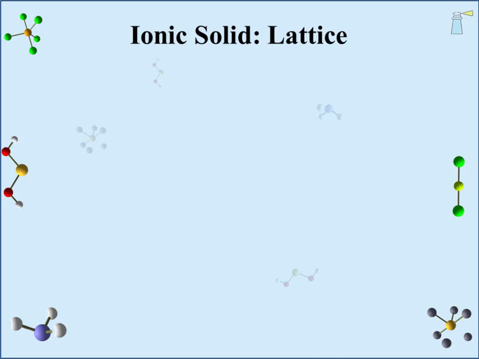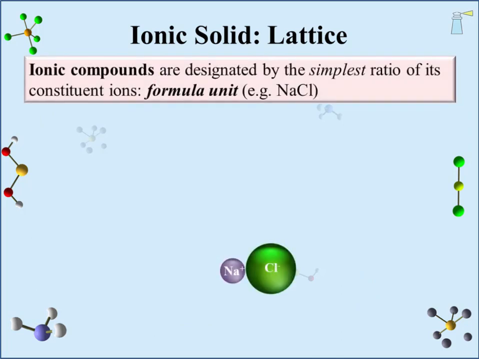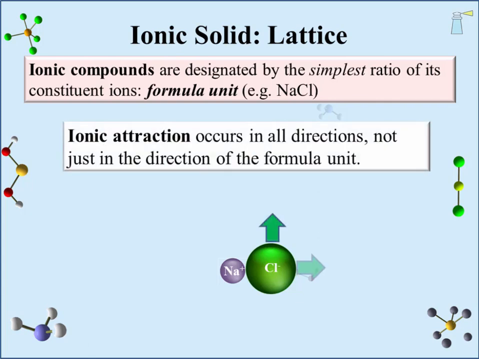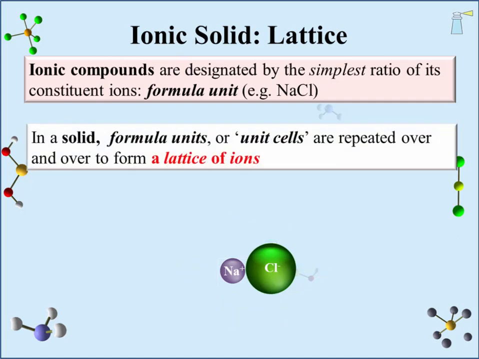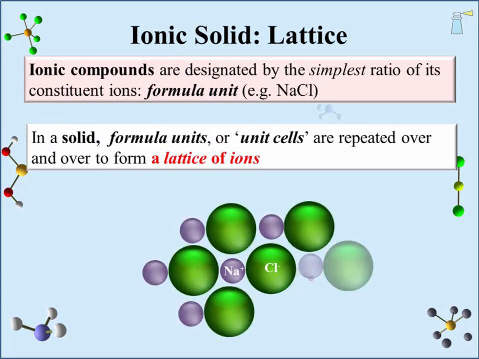Our last topic is concerned with the structure of ionic solids. Remember, ionic compounds are designated by the simplest ratio of their constituent ions. We call that the formula unit. Sodium chloride has a 1:1 formula unit. Still, ions are charged particles, and ionic attraction occurs in all directions, not just in the direction of the formula unit. The upshot of this is that the formation of the solid occurs when many formula units, or more precisely, unit cells, are repeated over and over to form a lattice of ions.